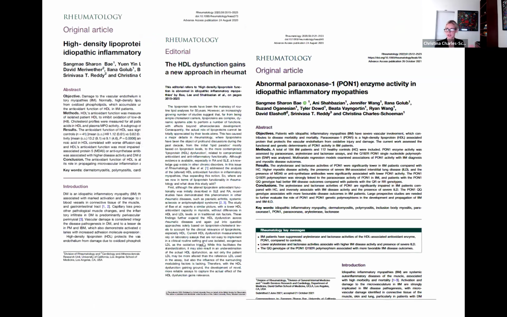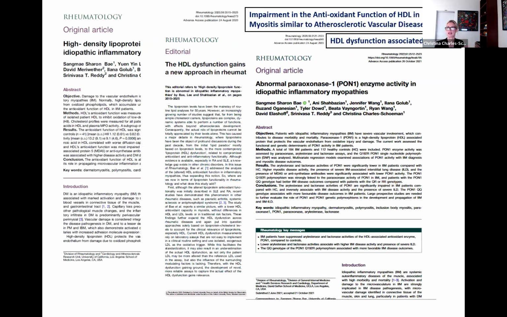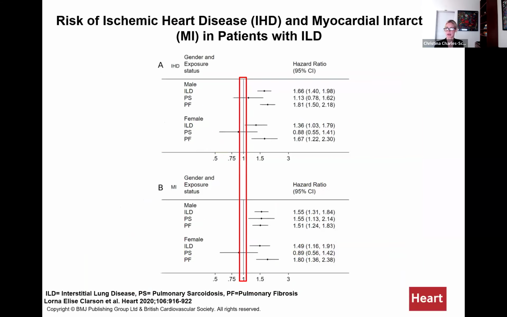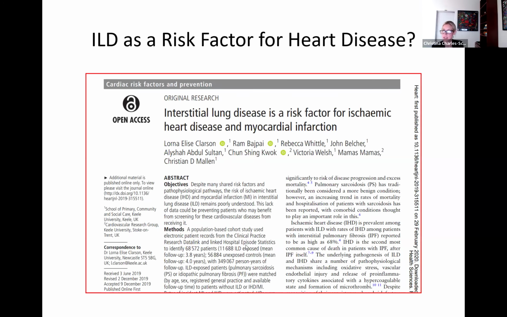Okay, so we published a bunch of this work. The punchline, the takeaway is this HDL dysfunction is another potential risk factor for atherosclerosis. ILD, again, I've been mentioning this. Is it a risk factor for heart disease? No data in myositis, but beautiful data with large numbers here. Let me tell you, the numbers here were over 11,000 ILD patients and 56,000 unexposed controls. So again, we're going to compare and contrast to some of the data I'm going to get to next in terms of numbers. So this is over 11,000 ILD patients, 56,000 controls.